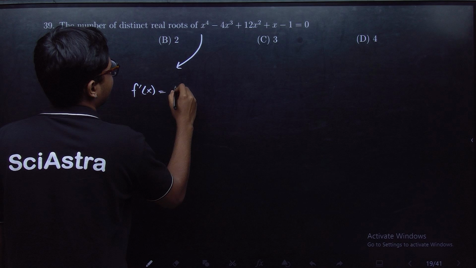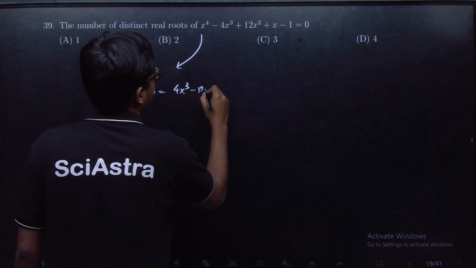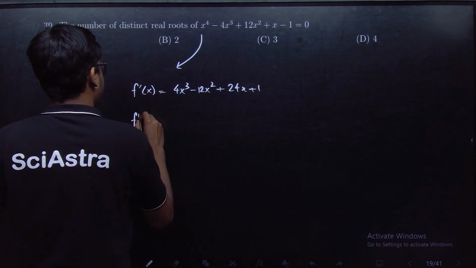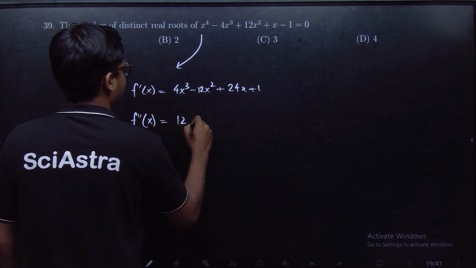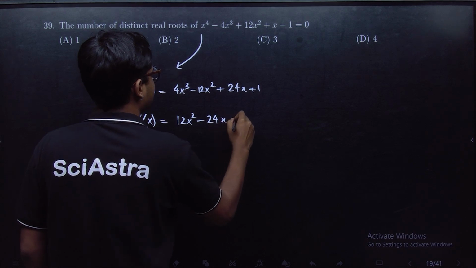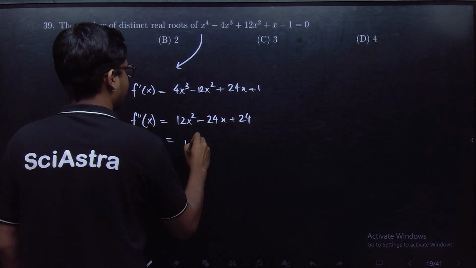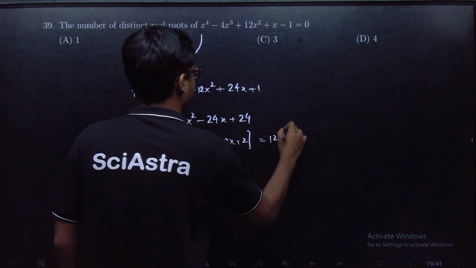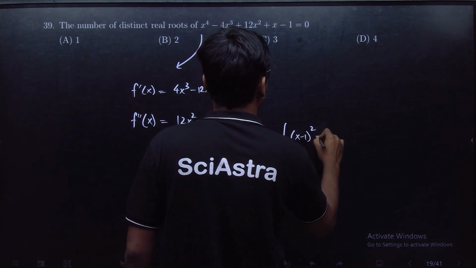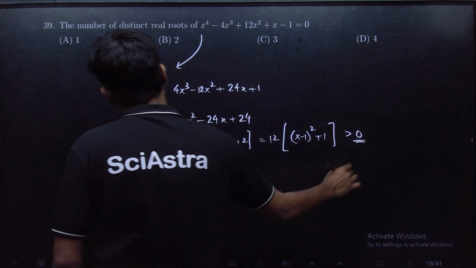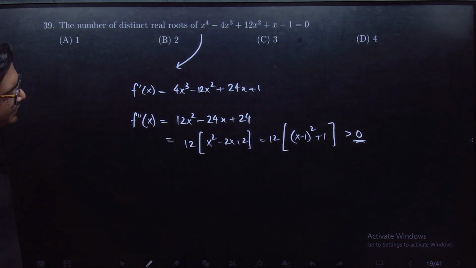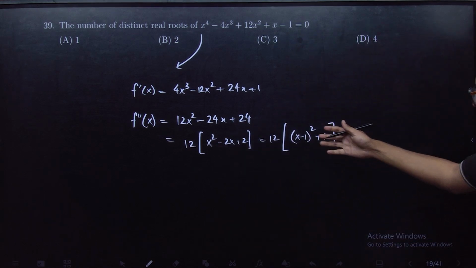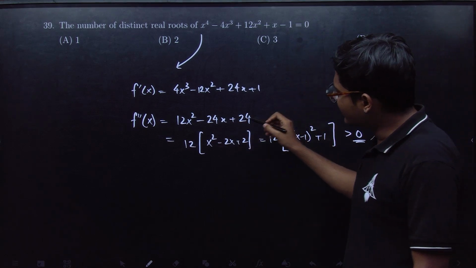So f'(x) turns out to be 4x^3 minus 12x^2 plus 24x plus 1, which implies f''(x), if you look at that, is going to be 12x^2 minus 24x plus 24, which is just 12 times (x minus 1)^2 plus 1, which is strictly positive always. So if f'' is strictly positive, then what can I say about f'(x)? f'' basically does not have any roots, right?